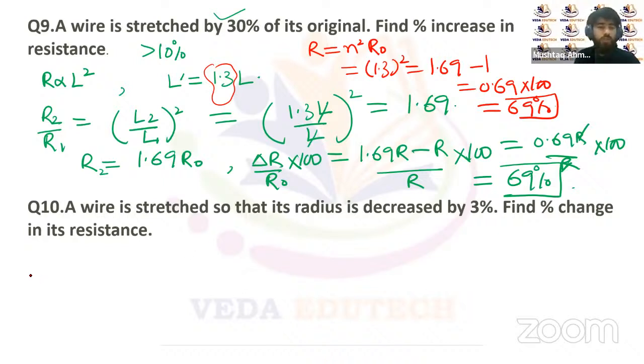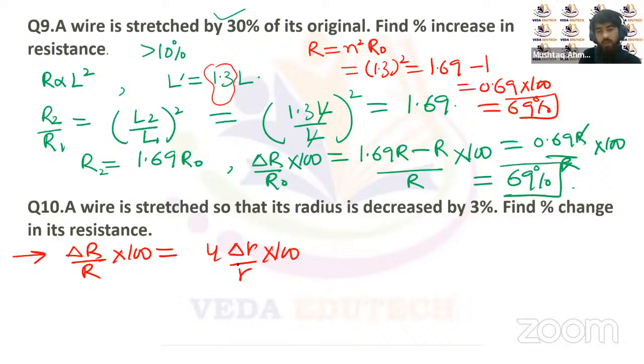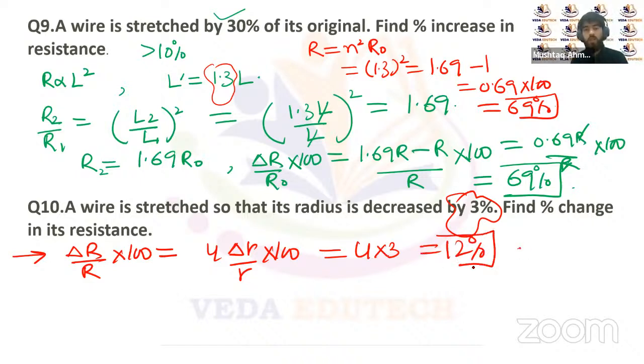Now let's talk about question number 10. A wire is stretched so that its radius is decreased by 3%. If the radius decreases by 3%, then the percentage change in resistance will be 4 times delta R upon R multiplied by 100, where delta R upon R multiplied by 100 is the percentage change in the radius. The percentage change in the radius in this question is given as 3%. So it will be 4 multiplied by 3, that's equal to 12%. So 12% will be the percentage change in the resistance of this conductor.